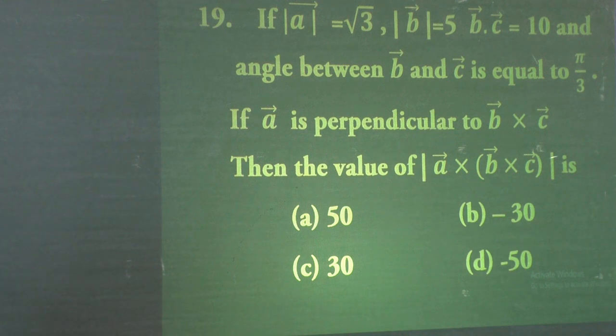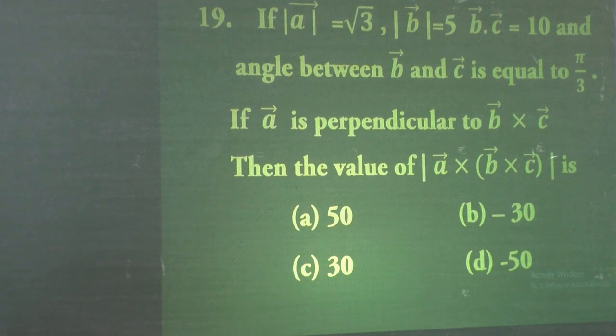Okay, in question number 19, magnitude of vector A is root 3, magnitude of vector B is 5, vector B dot vector C is 10, and the angle between vector B and vector C is equal to 60 degrees. If vector A is perpendicular to vector B cross vector C, then find the value of the magnitude of vector A cross vector B cross vector C.